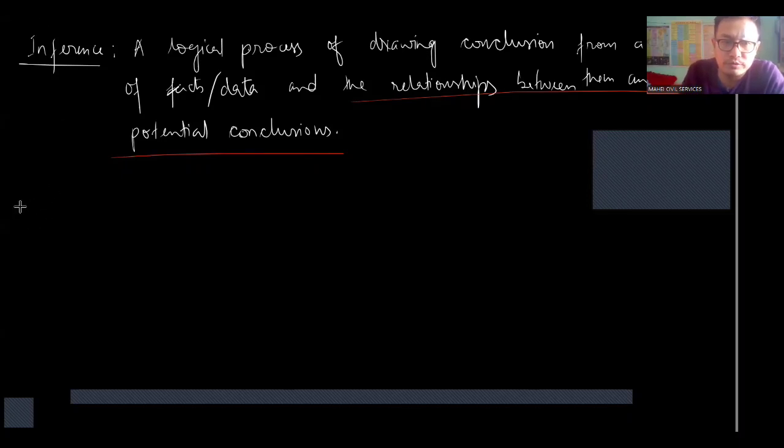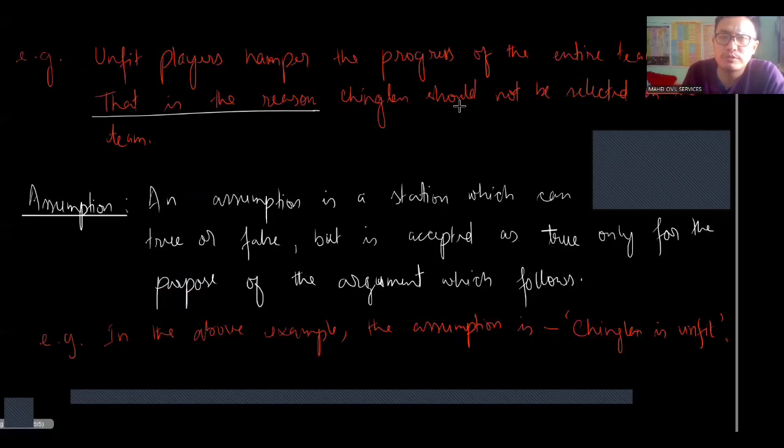Example, again we'll do the same example. Example in the previous example. So what is our previous example? Unfit players hamper the progress of the entire team. That is the reason Chinglen should not be selected in the team.